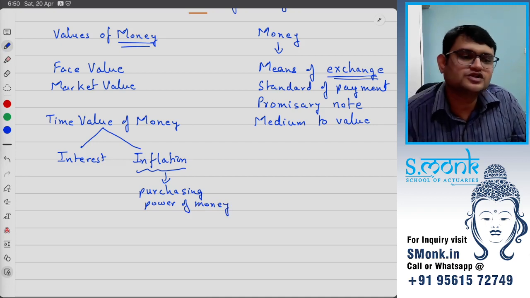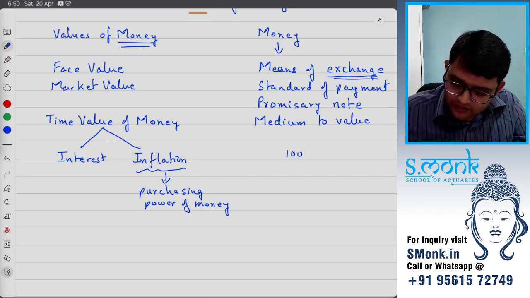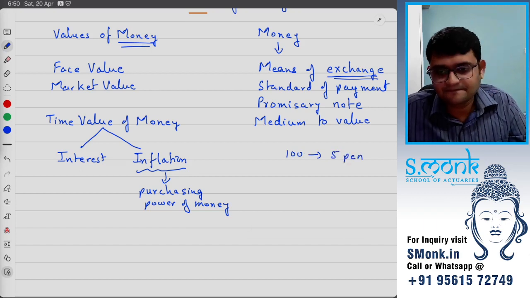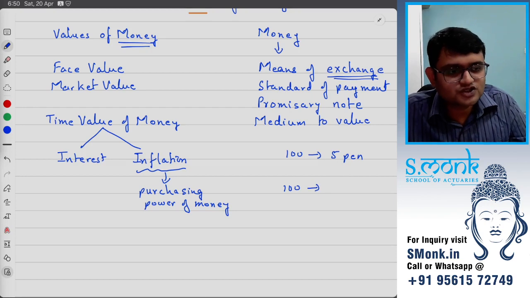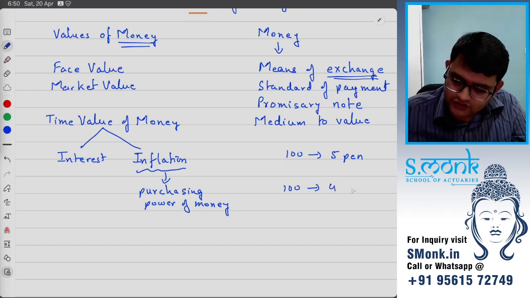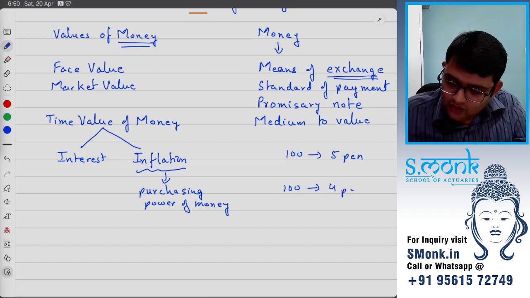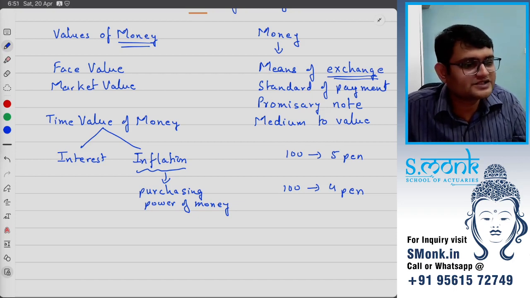Due to inflation, if let's say with that 100 rupees you could buy 5 pens today, where one pen is worth 20 rupees, and tomorrow the pen price changes to 25 rupees, that means with those same 100 rupees, you can now only buy 4 pens. Right? So this is what we call inflation.